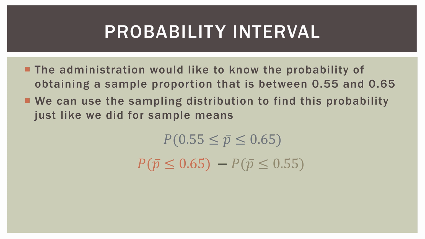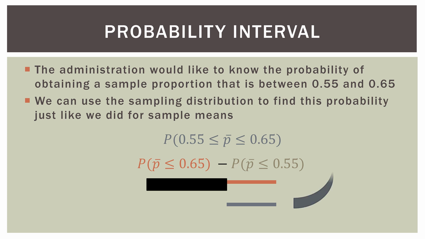What we're going to do is find two probabilities and then subtract one from the other. The first thing we're going to do is find the cumulative probability of having a sample proportion of 0.65. Then we're going to find the cumulative probability of a sample proportion of 0.55. Then we subtract the smaller one from the larger one, and we'll end up with the difference. That will give us the sliver in the sampling distribution that we are interested in.